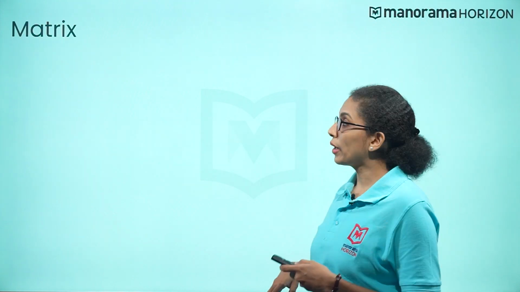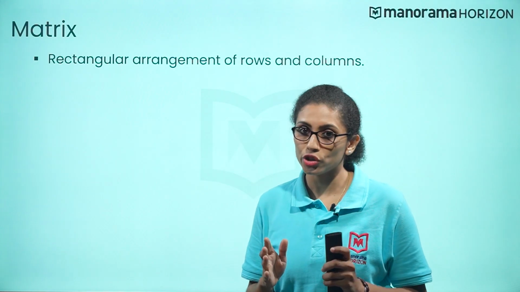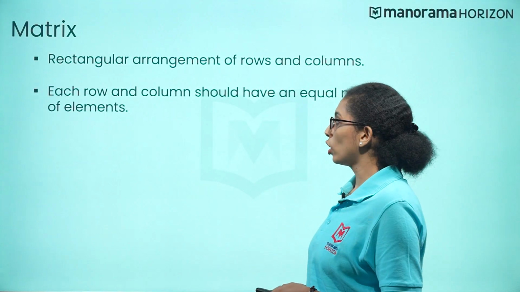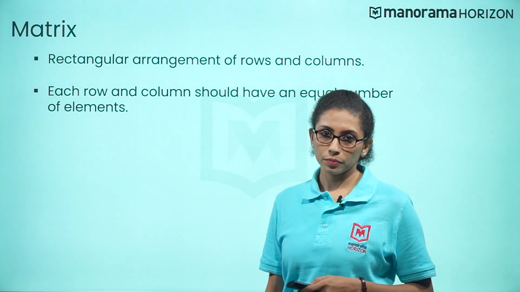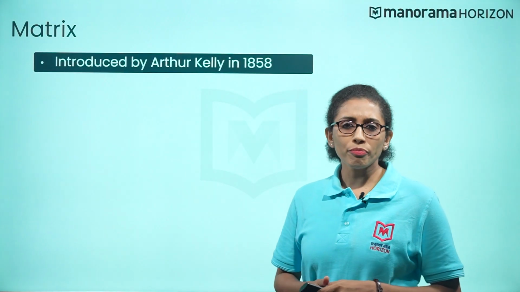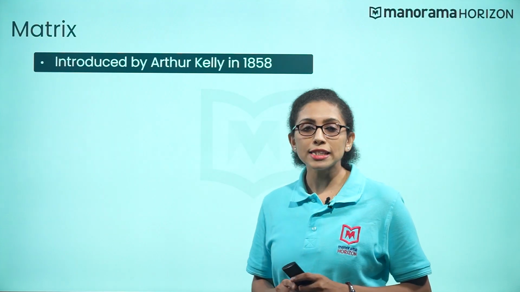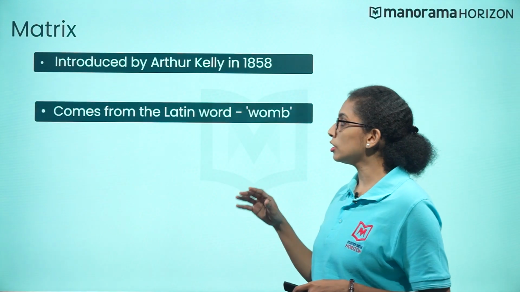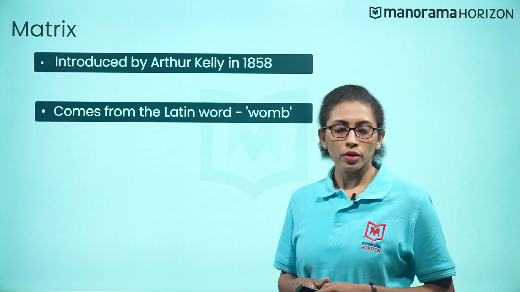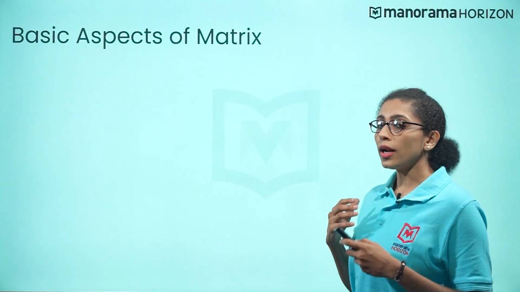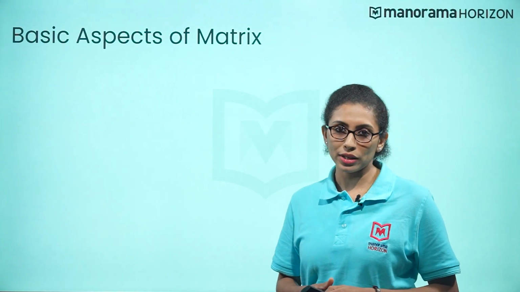Matrix is a rectangular arrangement of rows and columns in which each row and column should have an equal number of elements. The concept of matrix was introduced by Arthur Cayley in 1858, and the word matrix comes from the Latin word meaning womb.